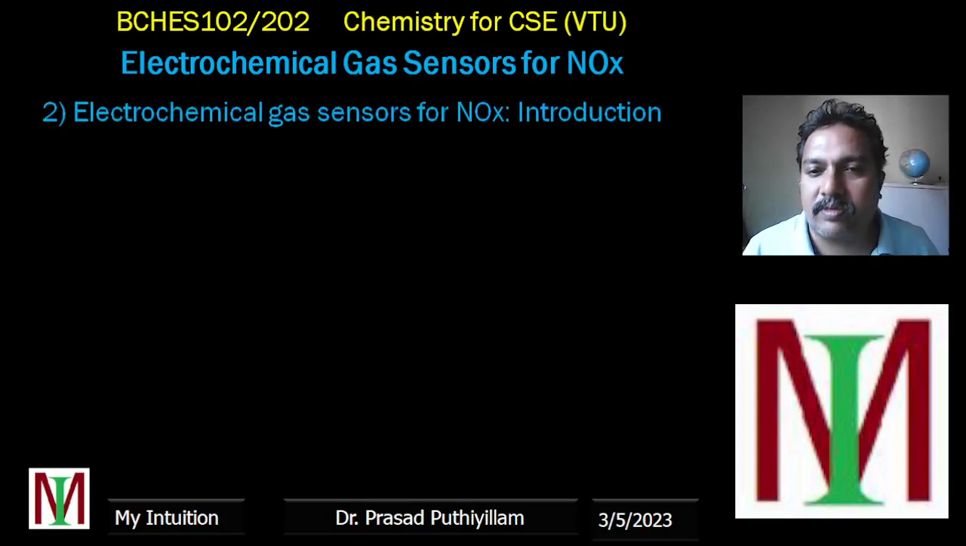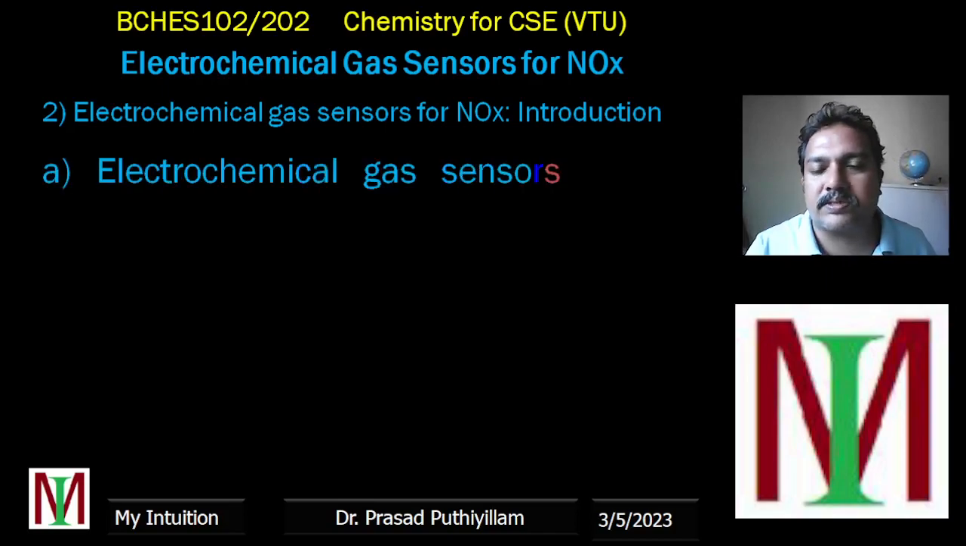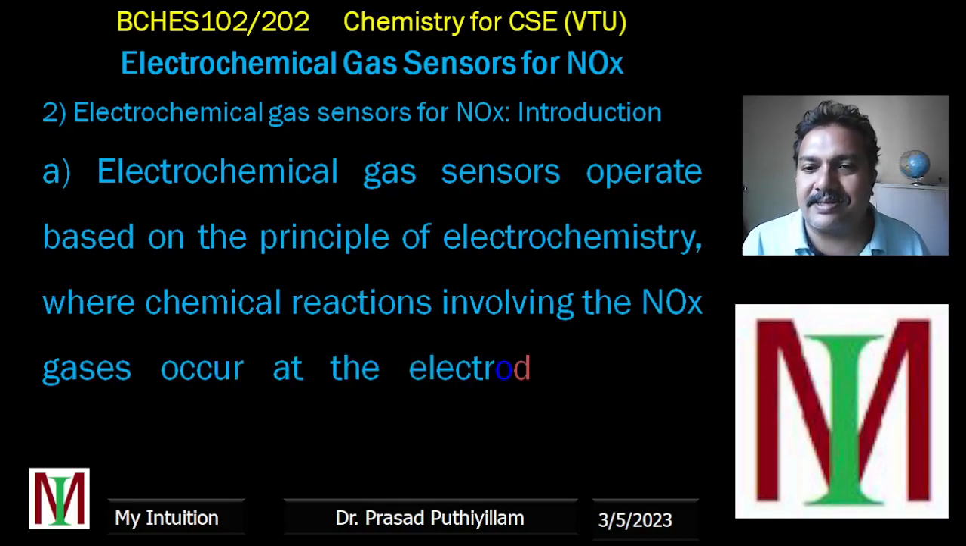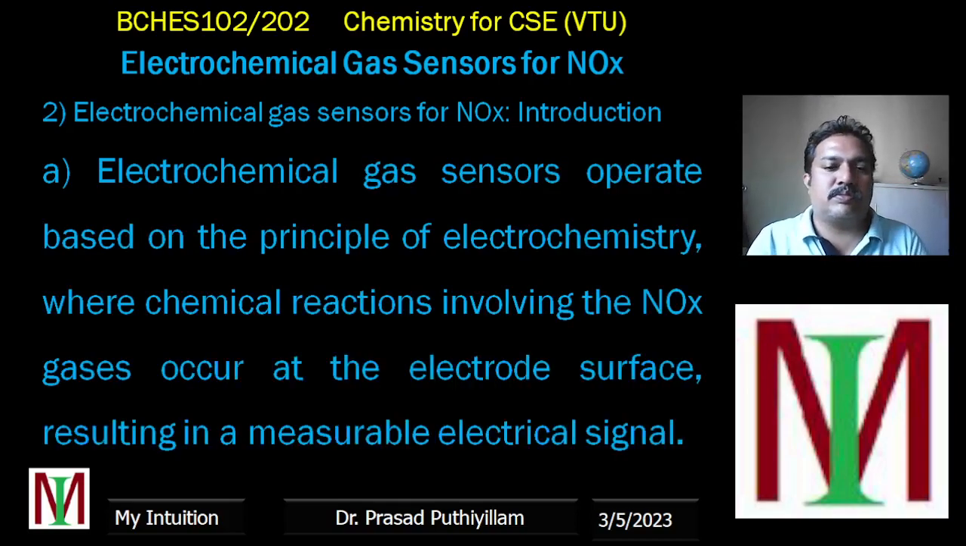Electrochemical gas sensor for NOx, its introduction. In the earlier slide, it was only chemistry and properties. What are electrochemical gas sensors? To monitor the oxides of nitrogen, many different methods are used. The electrochemical gas sensor is one of the methods.